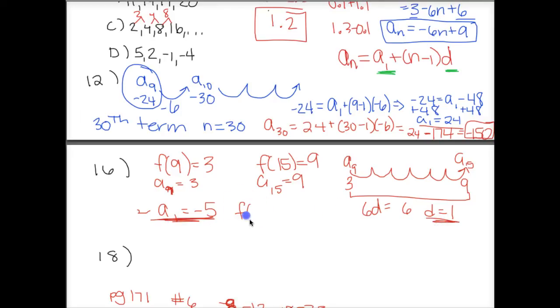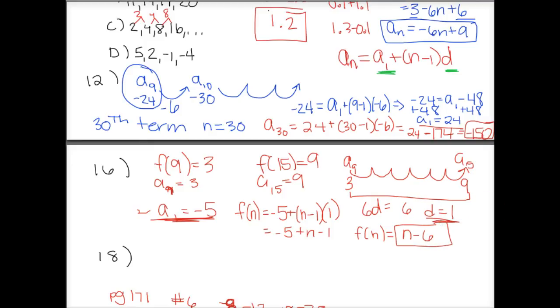Once you know the first term and the common difference, then we plug it in. So f of n, because it said use function notation, equals first term plus n minus 1 times the common difference. Since the common difference is 1, distributing 1 doesn't change anything, so that gives us -5 plus n minus 1, which then gives us a final answer for our function of f of n equals n minus 6.